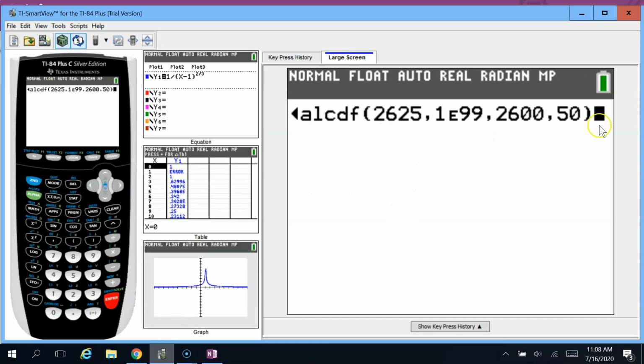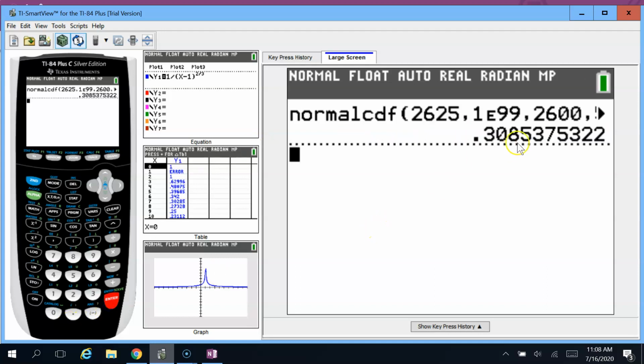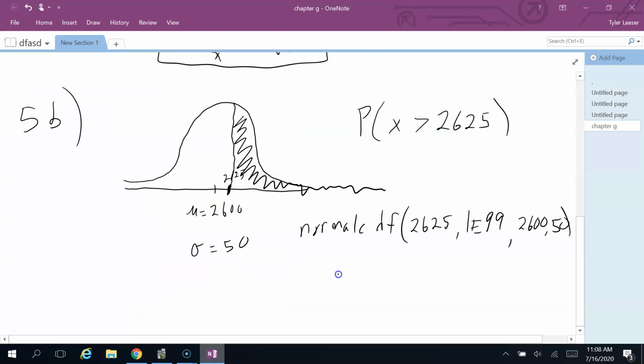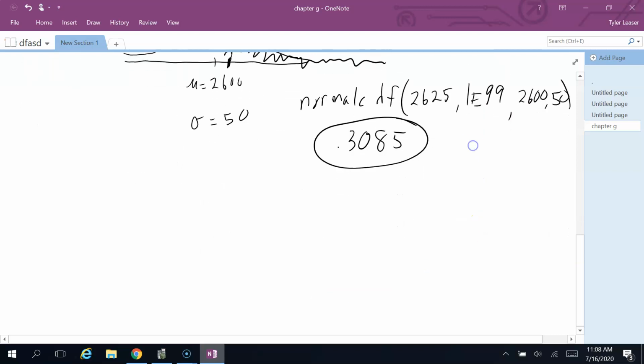If you don't have a menu, just make sure you type it in, just like I wrote it up in the OneNote a minute ago. And we'll hit enter, and we get a number. I don't know exactly what the decimal place would be. We'll just do 0.3085. And that's going to be our answer here. So the question was, what is the probability of choosing a randomly selected woman who needs more than 2,625 calories per day? There is roughly a 31% chance that we choose a woman at random that needs that many calories per day.